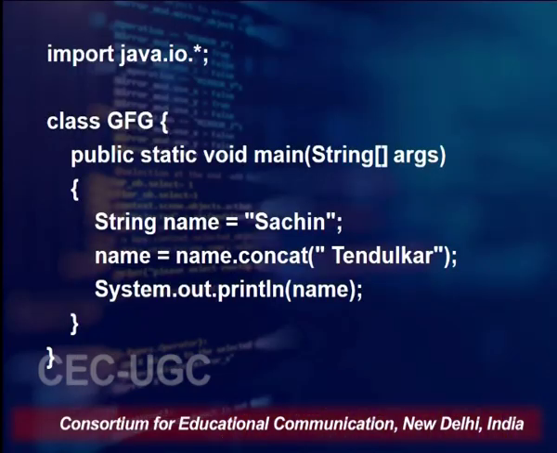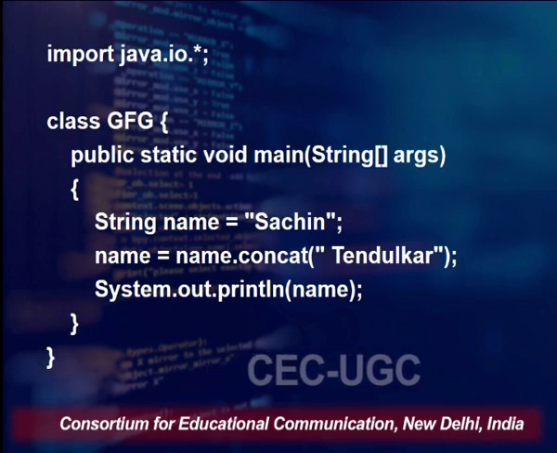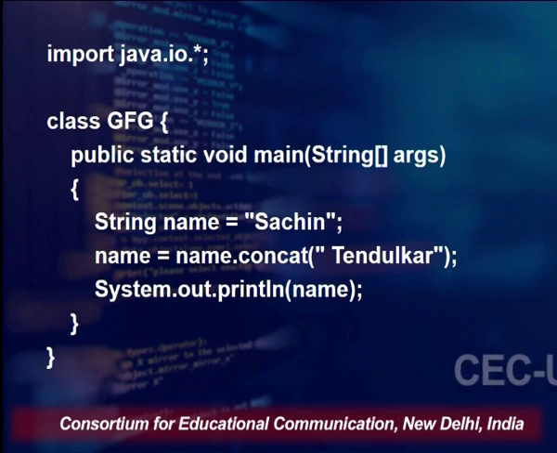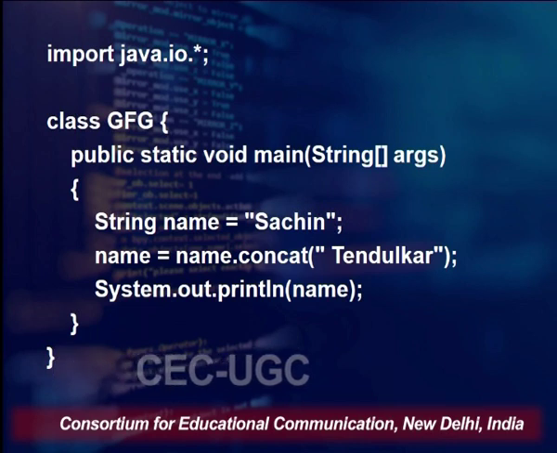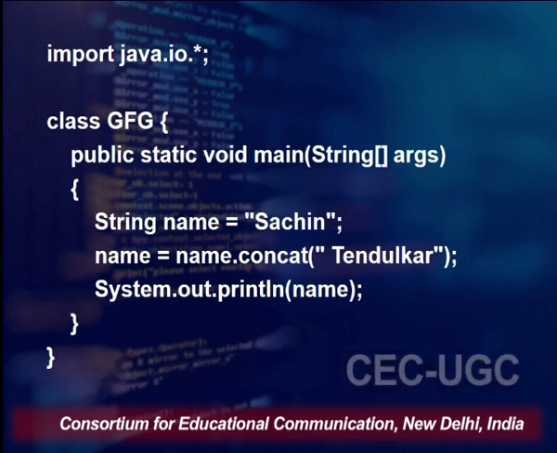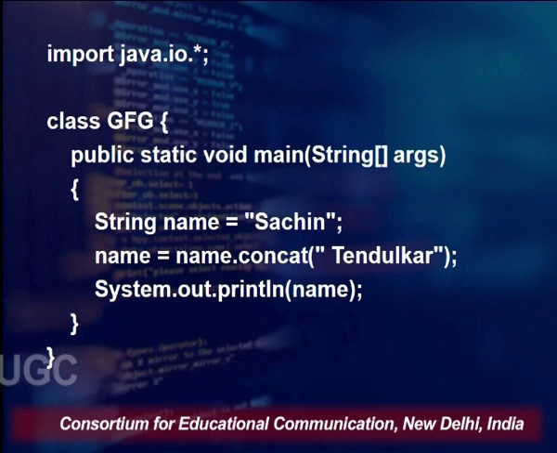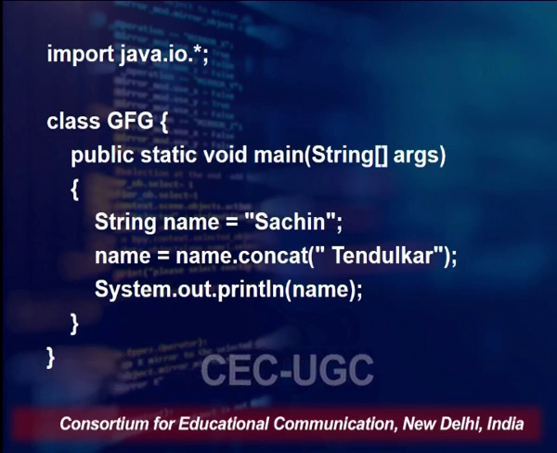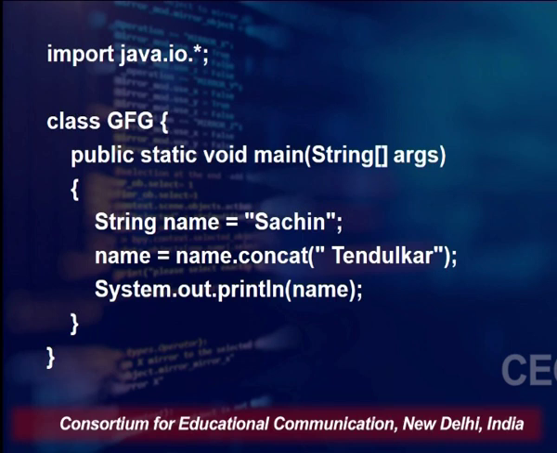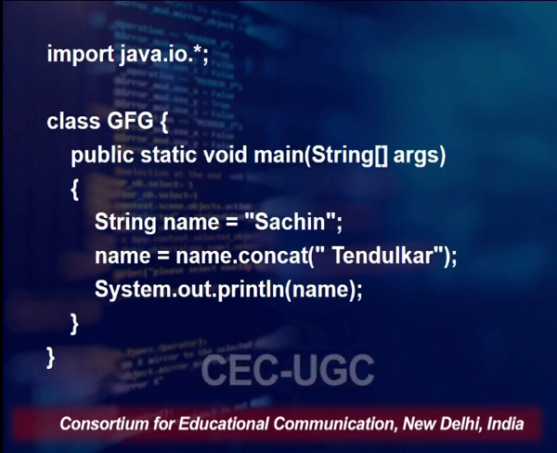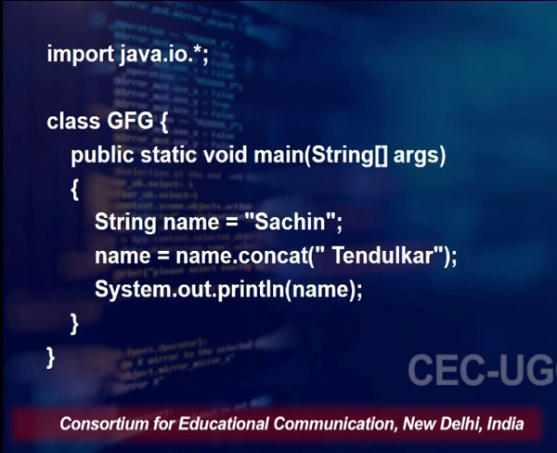We are going to tweak the program a little bit. It says import java.io.*, and within the main function we have taken String name = "Sachin". Now, please notice the way in which we were concatenating in the previous program and the way in which we are concatenating here. Here it says name = name.concat("Tendulkar"), and then we are going to print the name. In the previous example, we just wrote s.concat("Tendulkar").